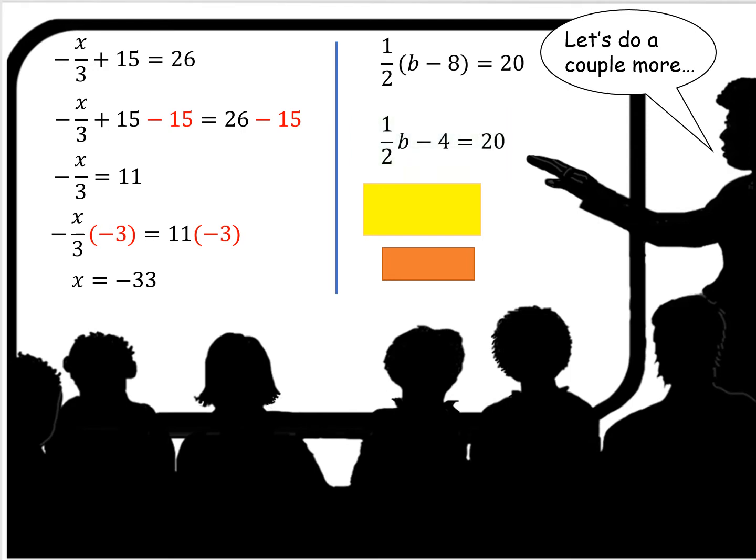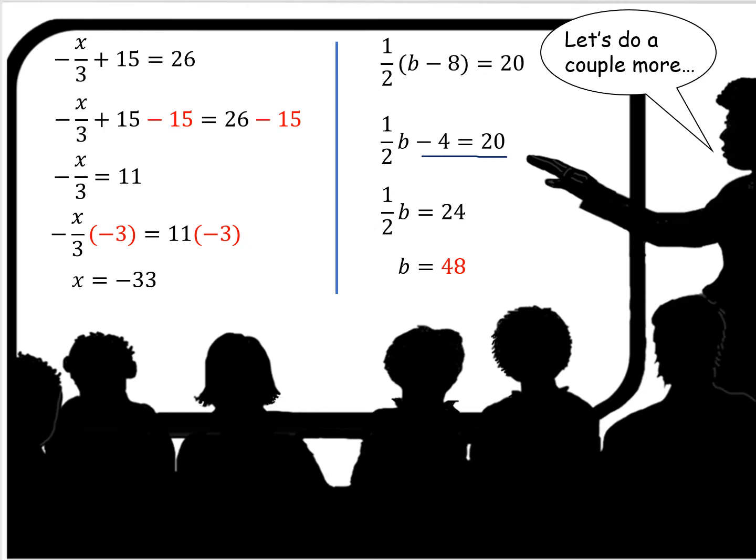Over on the right side, we have a new equation. This time we have to use the distributive property. And we have to distribute 1/2 across b minus 8. So 1/2 b, and then we have 1/2 times minus 8, which ends up being minus 4. So now we're going to have to add 4 to both sides, right here.